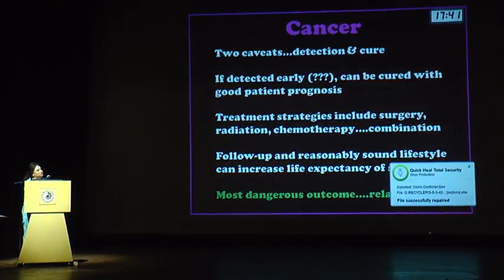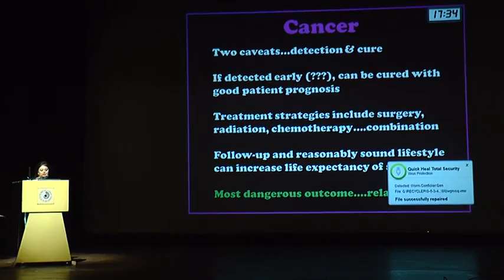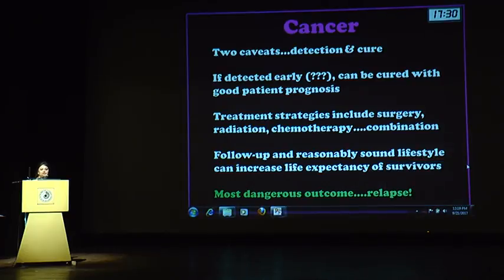So if detected early, we know cancer still has a very good patient prognosis. Treatment strategies, we know, include surgery, radiation and chemo, or a combination of one or more. And a good follow-up might actually reasonably increase the patient lifestyle. But one of the major problems that I think all of us are facing with regard to cancer is relapse. And that is when cancer actually becomes incurable.